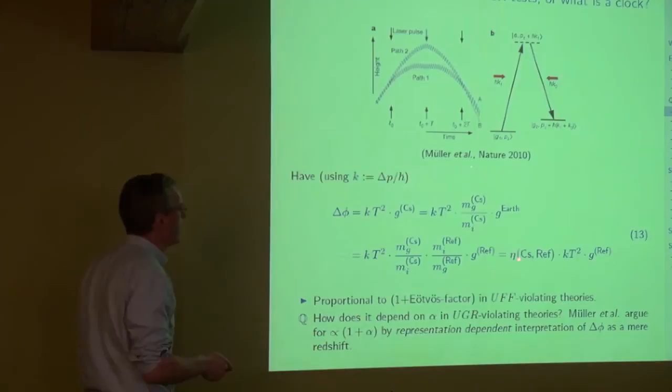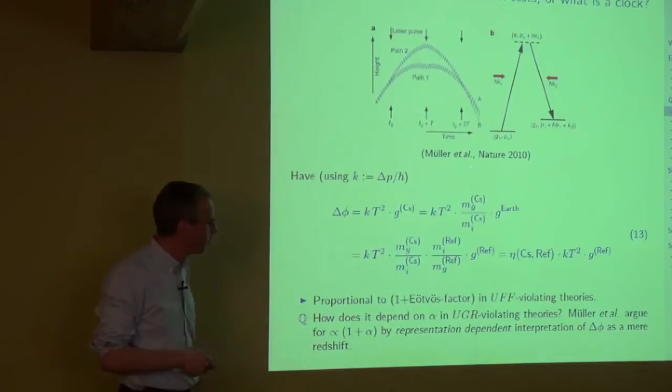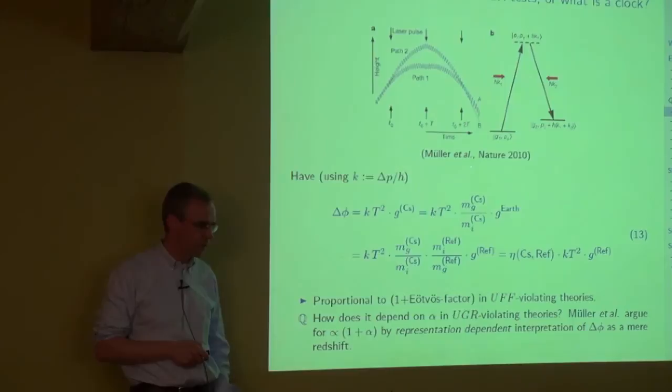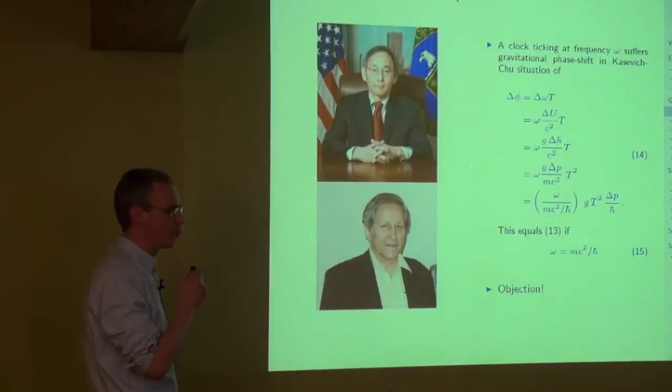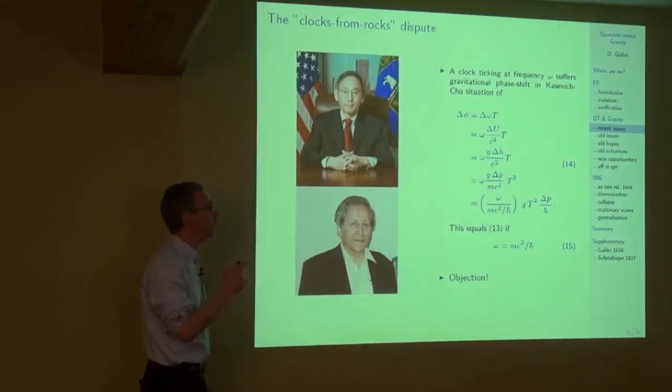That is undisputed, that you can actually measure this Eötvös factor. But now these people claim you can actually measure more. You can not only measure the Eötvös factor, you can also measure the universality of gravitational redshift. And now comes the argument why they think that. And these are the two famous proponent and opponent in this discussion. Interestingly, they're both Nobel Prize winners of the same year for the same thing.